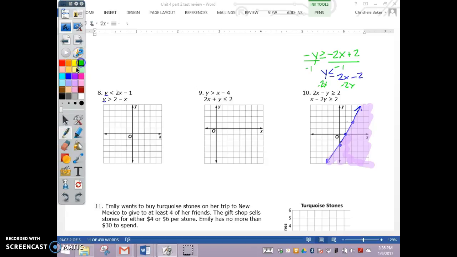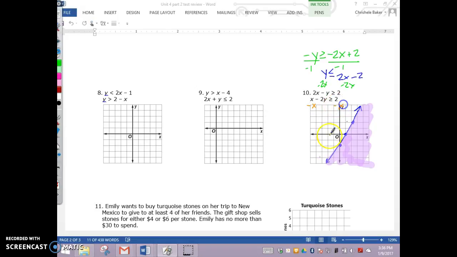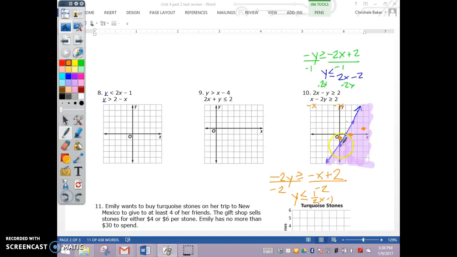Okay. Other one, same kind of deal. I'm going to subtract x and subtract x, and I get negative 2y is greater than or equal to negative x plus 2. Divide everything by negative 2. Switch your sign around. Less than or equal to 1/2 x minus 1. Up 1 over 2. Up 1 over 2. Again, solid line because it's equal to. That was awful.